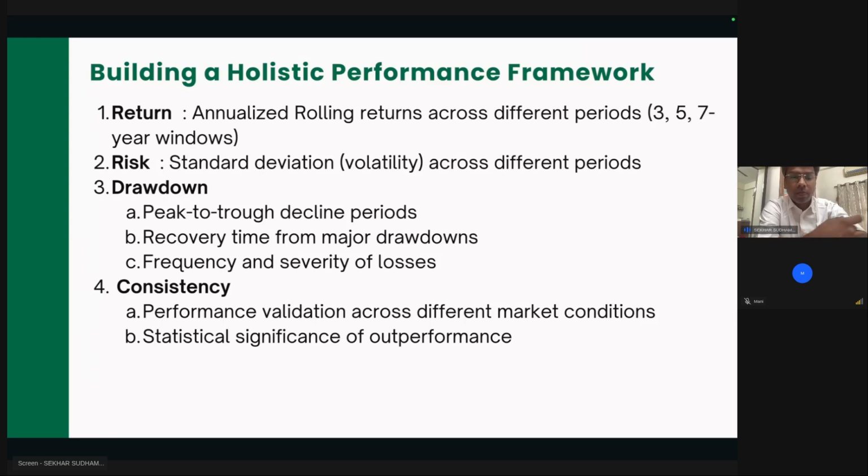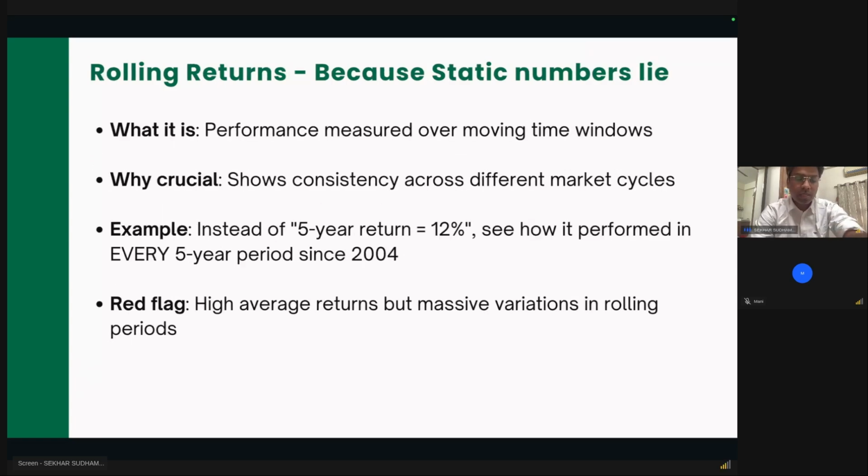So picking a true winner is essential, and to pick a true winner, we should know whether this particular strategy or fund is outperforming across market conditions, and whether this outperformance is statistically significant. The concepts of what is outperformance and what is statistical significance will again be touched upon while we show the tool. So briefly, I'll go through what these metrics are.